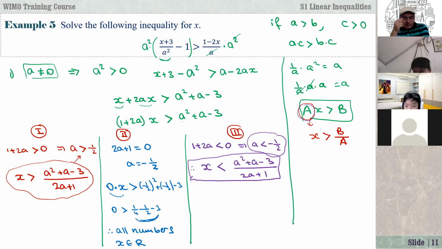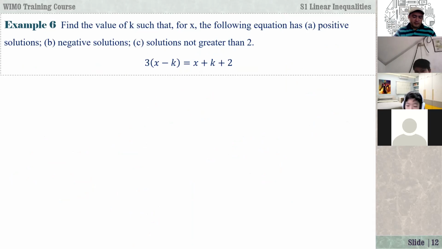Okay, let's finish this. Let's see one more example, and after that, we will solve questions from exercise 1. All right, another example. Find the value of k such that for x, the following equation has, we have three different questions here. Number 1, positive solutions. Number 2, negative solutions. Number 3, solutions not greater than 2.